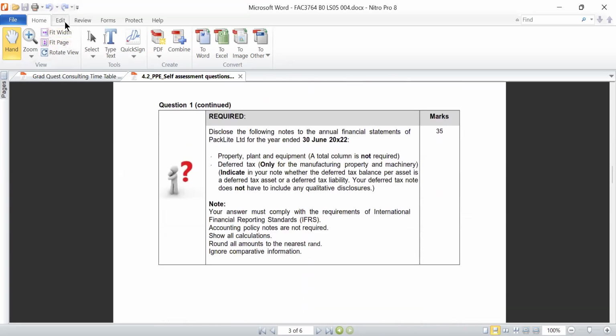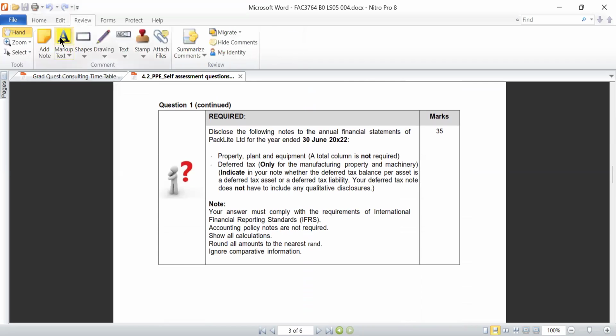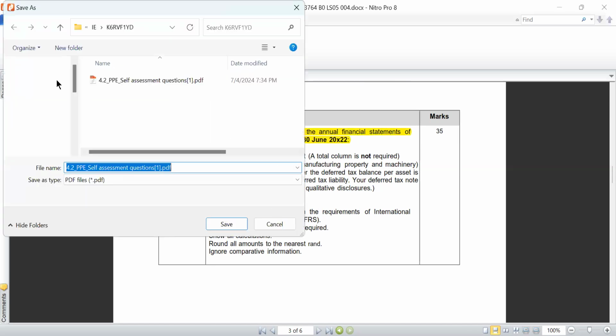The best point of departure when you get questions, whether it's in a year test or in the context of an exam, is always to start off by looking at the required section of the question. They're asking you to disclose the following notes to the annual financial statements of Pecklite Limited for the year ended 30 June 2022. For how many marks? For 35 marks. Notice what is the first note that they want you to do?